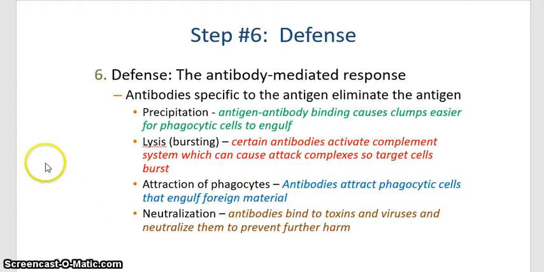They can also do neutralization. So antibodies can bind to and surround even molecules like toxins in our body or viruses and cause them to not be able to interact with the proteins on the plasma membranes of our tissue cells, so that that virus would not cause damage to the tissue cell.